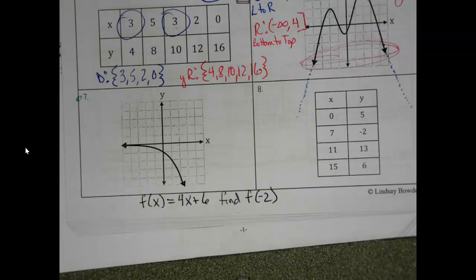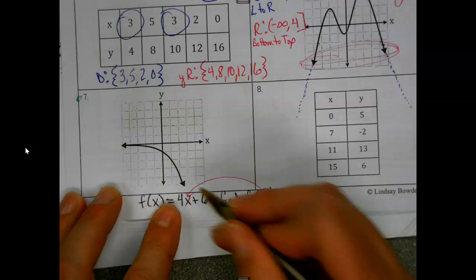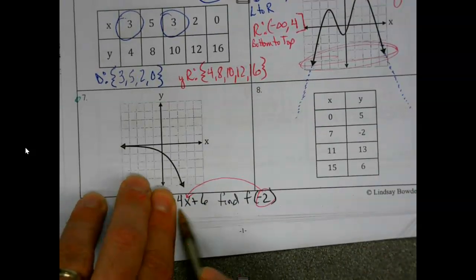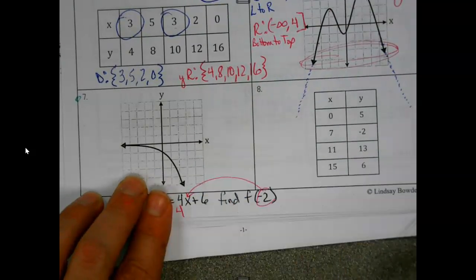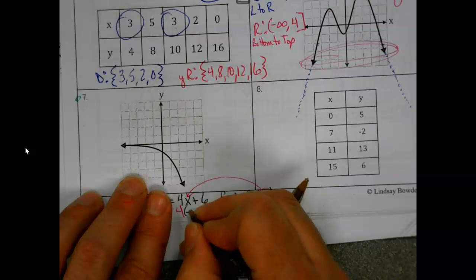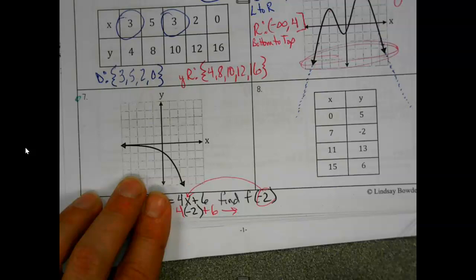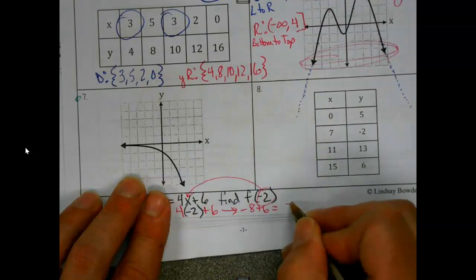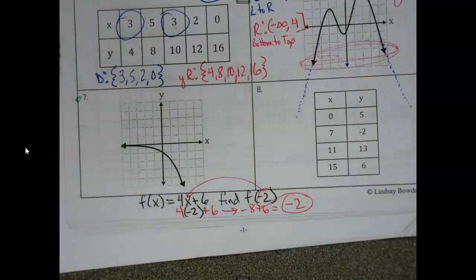All we're doing is taking that number in the parentheses and plugging it in for the x in the problem. So we'd have 4 times negative 2 plus 6. Then we're just going to find the answer. So negative 8 plus 6. Hey, it's also negative 2. What a coincidence. So it's just substitution.